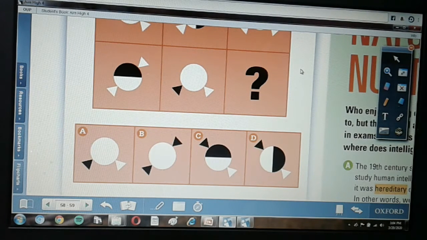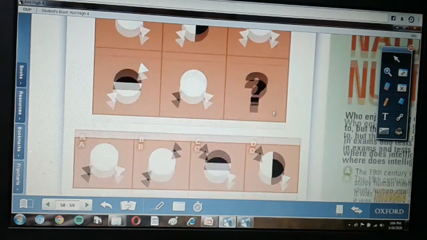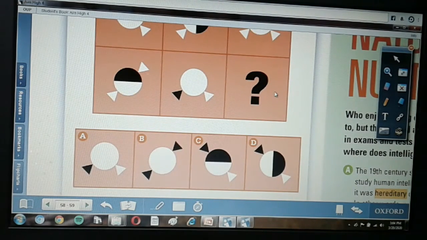Okay, so 1, 2, 3, 4, 5. What do you think is the correct figure for this question mark, the blank space here? If your answer is D, congratulations, you got it right. So the correct figure for this question mark or this blank space is D.